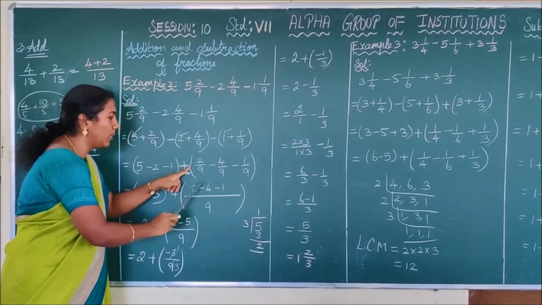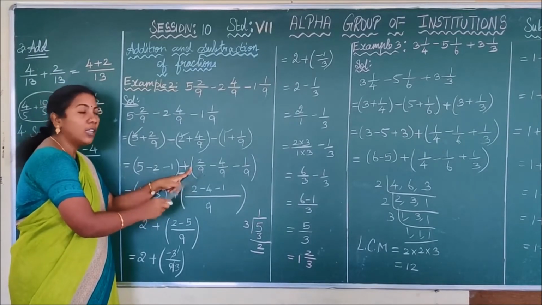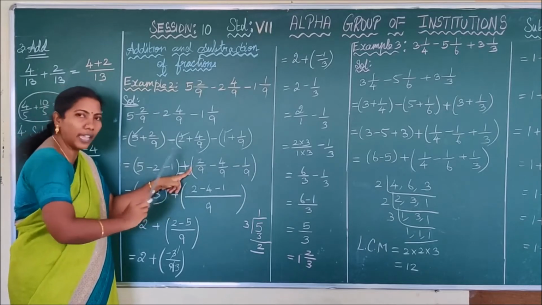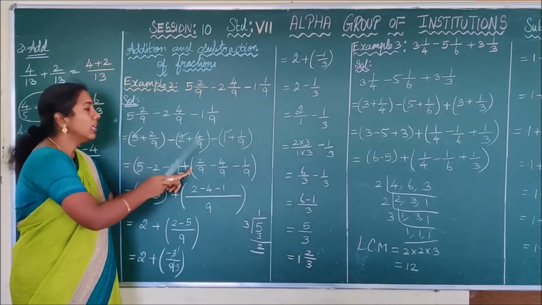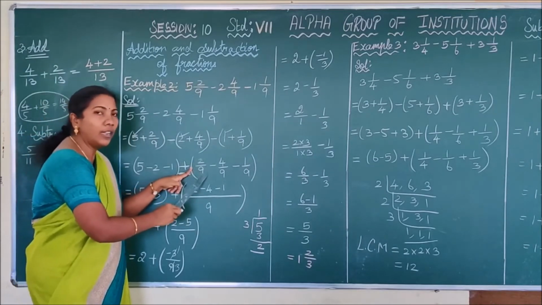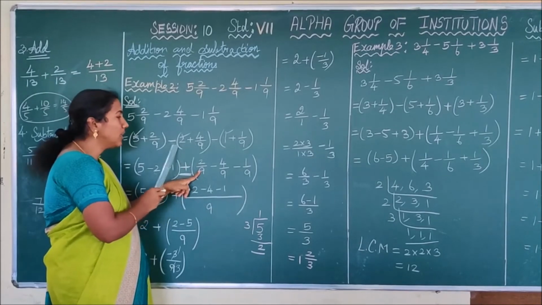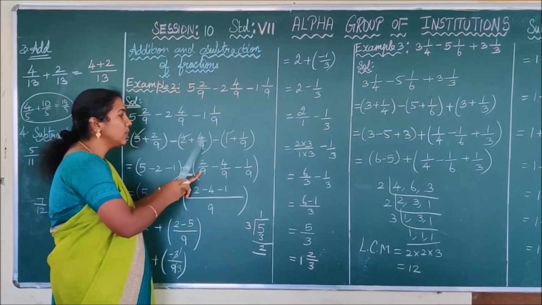After that, you have to open the bracket and write the remaining fraction part. 2 by 9. Before the 2 by 9 you have the plus symbol, so write 2 by 9 as it is. Suppose before that you had a minus symbol; here you have plus only. Here we see 2 by 9. See here, 4 by 9 has a plus before it, but outside the bracket you have minus. So here you have to write minus 4 by 9.